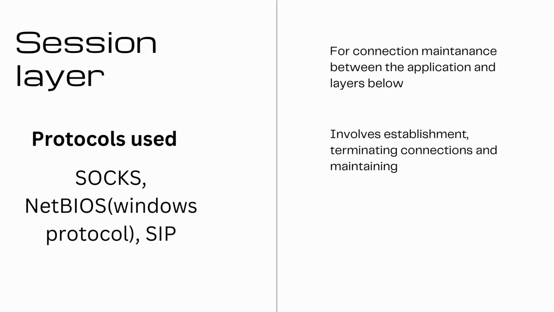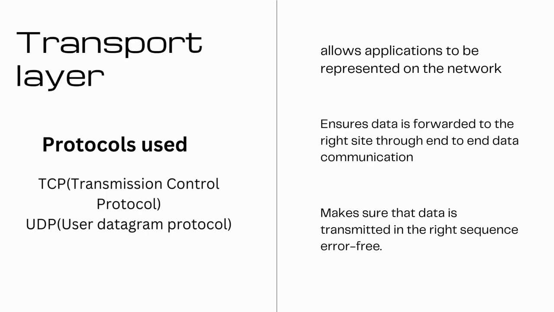So moving forward, we have the transport layer. The transport layer ensures that applications are presented on the network and data is forwarded to the right side. For this, the Transmission Control Protocol and the User Datagram Protocol are used. So this makes sure that data is transmitted in the right sequence and error-free, ensures that data is forwarded to the right site through end-to-end data communications, and allows applications to be presented on the network.